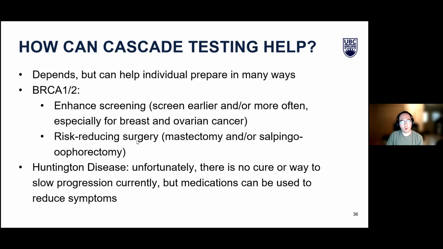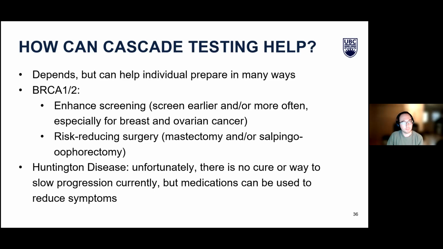They can also perform risk-reducing surgery. So someone could have a mastectomy, so removal of the breast tissue, or a surgery called salpingo-oophorectomy, where essentially the ovaries and the fallopian tubes are removed. And so again, these are trying to essentially avoid any sort of breast or ovarian cancer from developing at all in the first place.